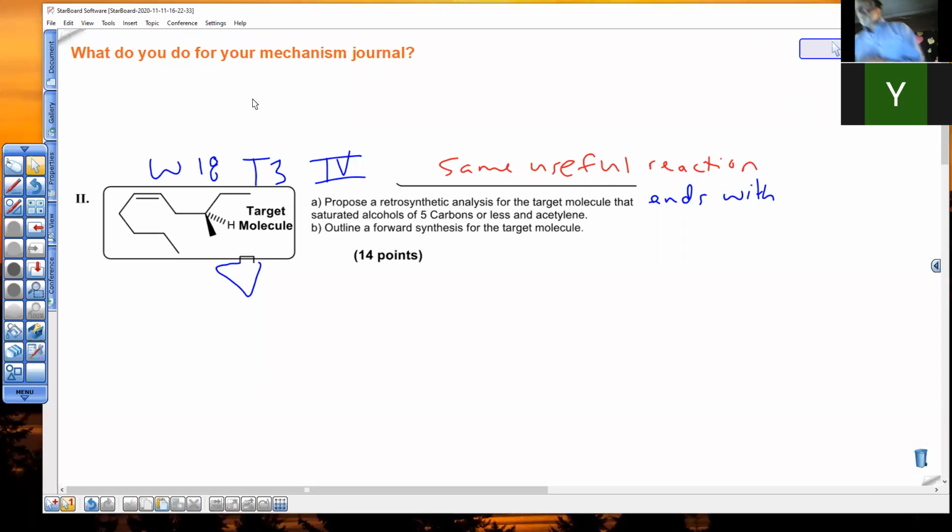I had a question in an email. What are we supposed to do about our mechanism journal? We need journal entries for every chapter 7 and 6 mechanism.